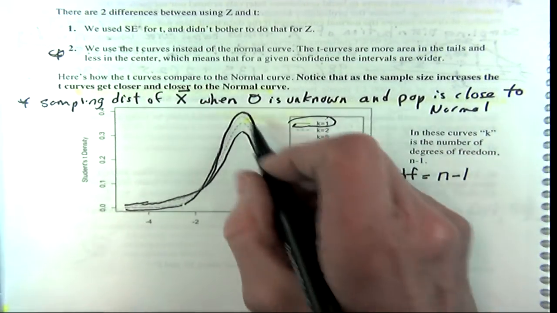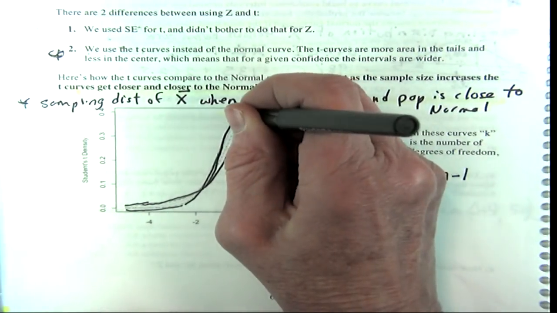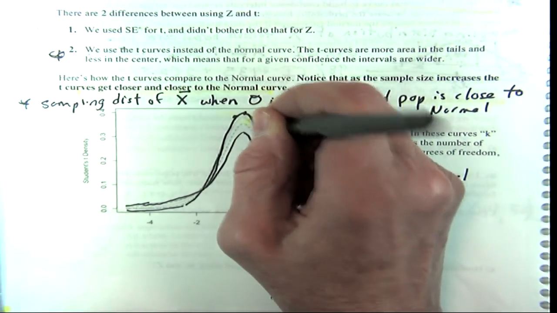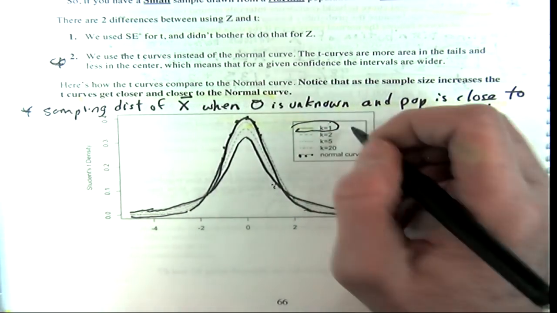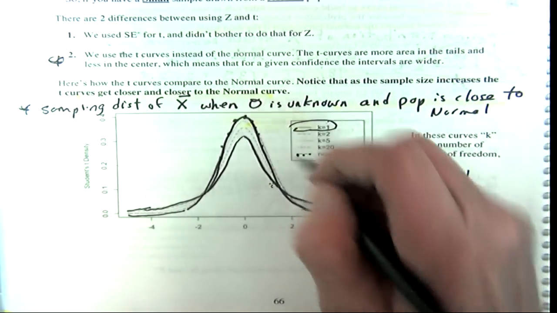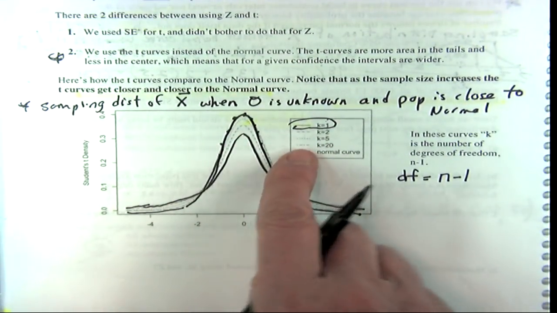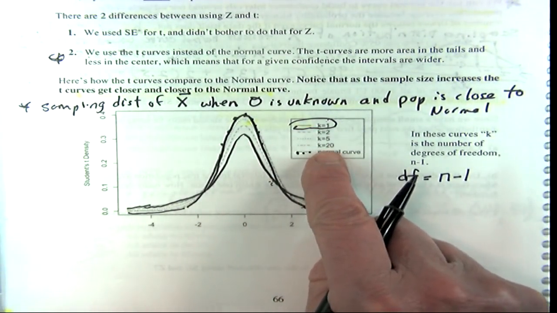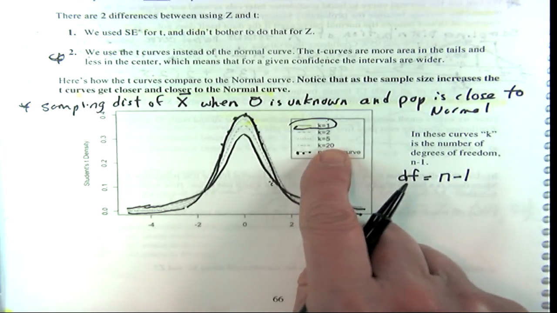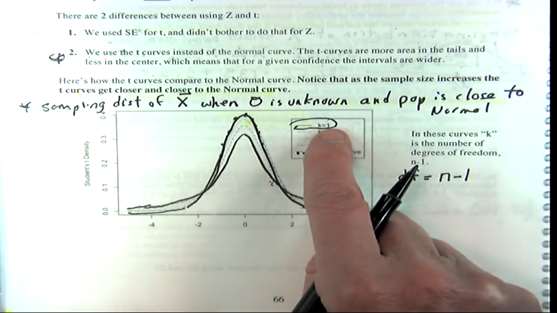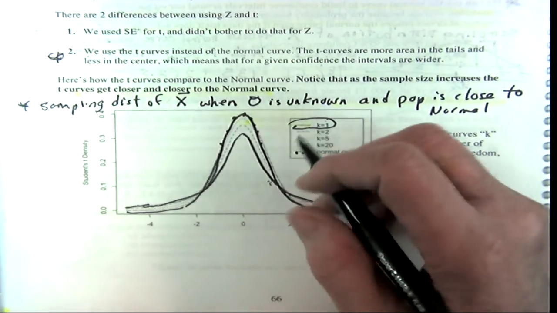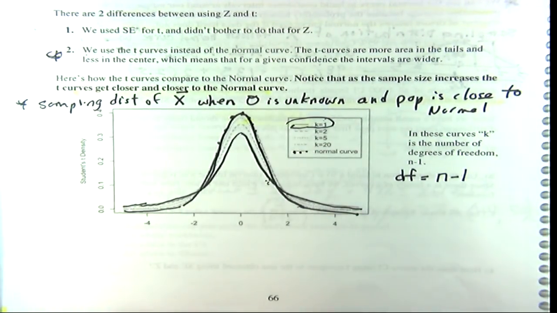And this one's the normal one. I'll just put little dots on it. And this is that one, okay? So you can see this one is a sample size of 20. This is a sample size of 2. This is a sample size of 21. It's almost indistinguishable from the normal curve. So after a while, you just say, might as well just use the normal curve.